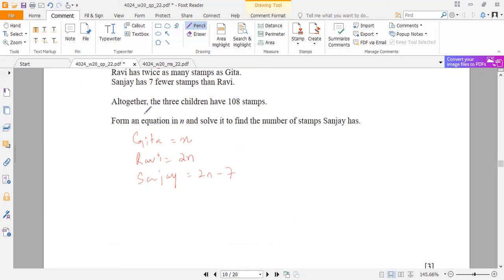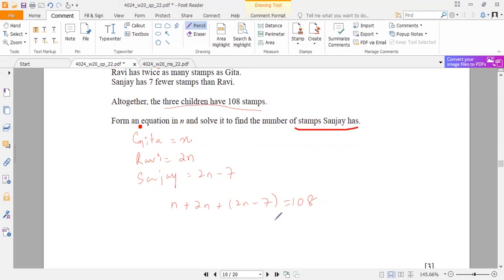Okay. So firstly, we need to form an equation. To form an equation, we know that the sum of all three is 108 stamps, so it will be n plus 2n plus 2n minus 7 equals 108. Okay, so we have formed the equation. Now form an equation in n and solve it to find the number of stamps Sanjay has.